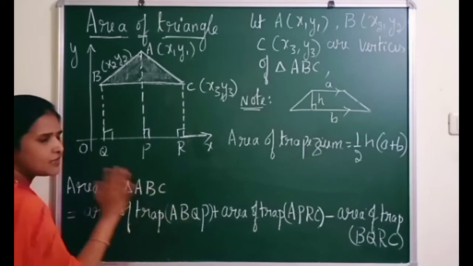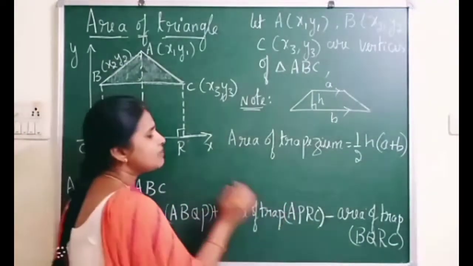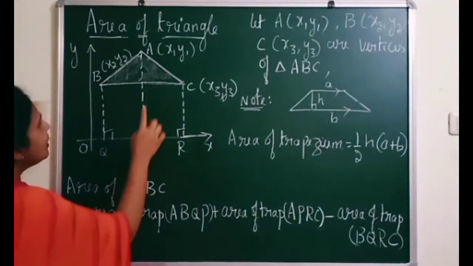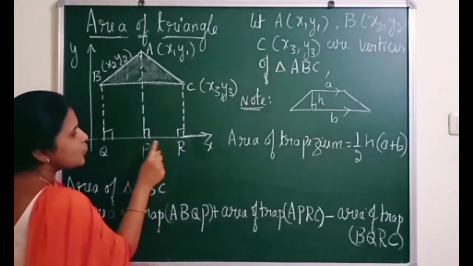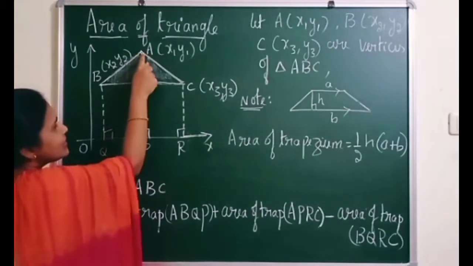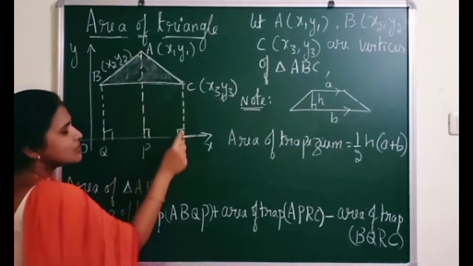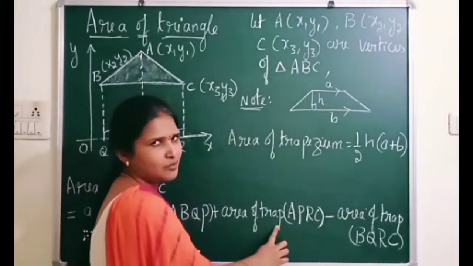So this is about the first trapezium. And the second trapezium, APRC, has area half into h, where h is PR, and the parallel sides are AP plus CR. So that will be the area of this trapezium.